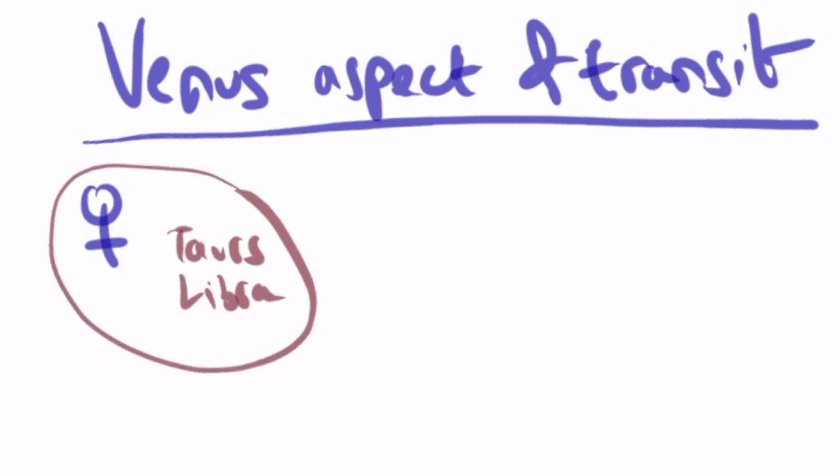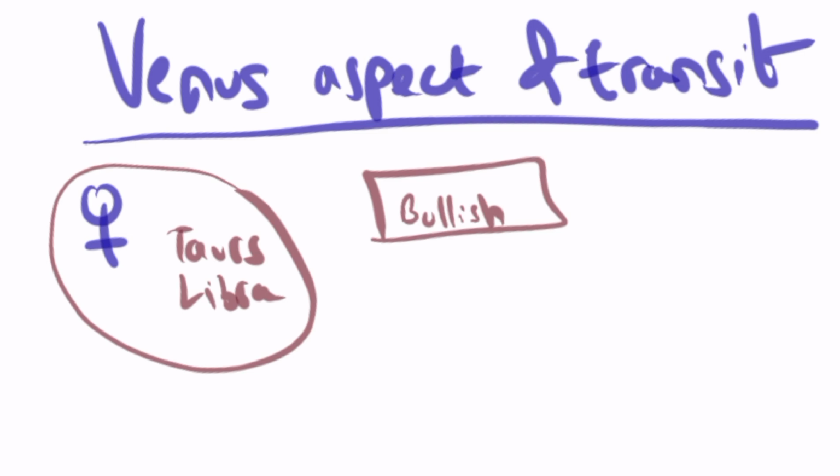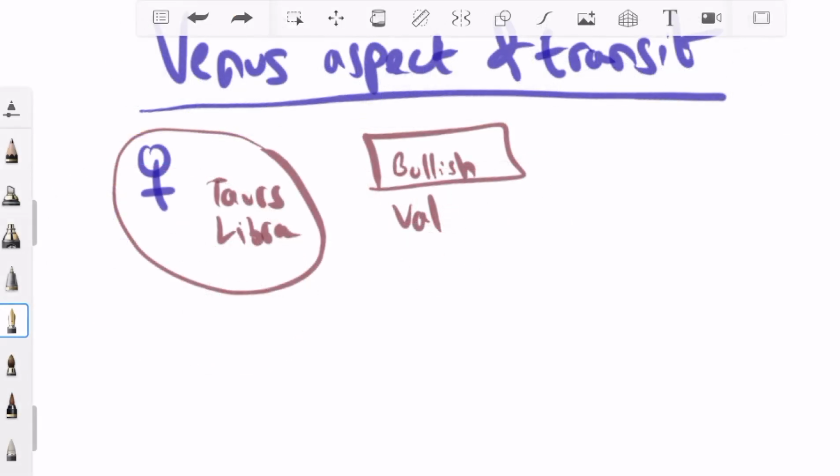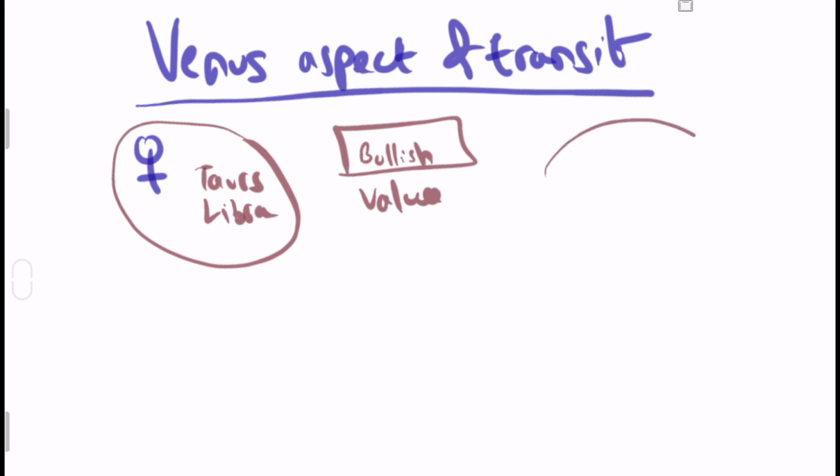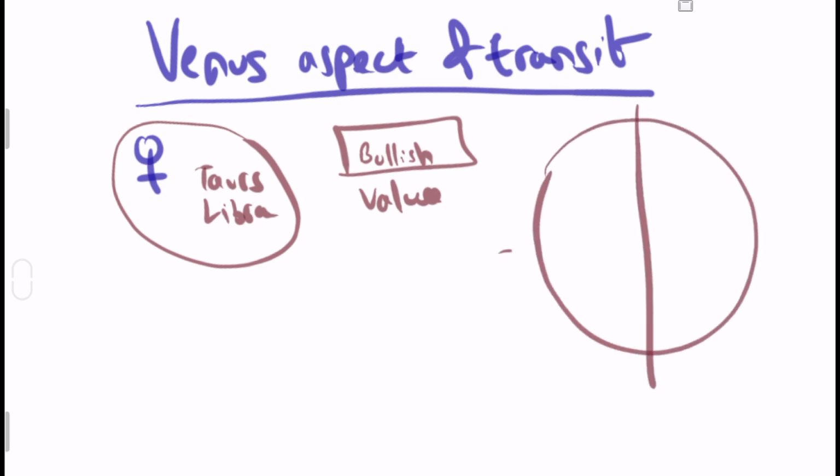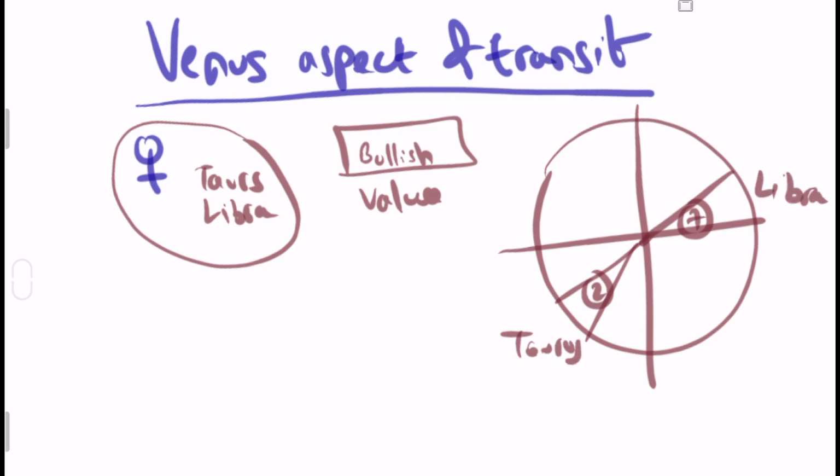We already discussed it in Module 1 that Venus, she is a bullish indicator planet because she represents the value. Right? Venus, she's the ruler of the second house and of the seventh house. This is Taurus and this is Libra.